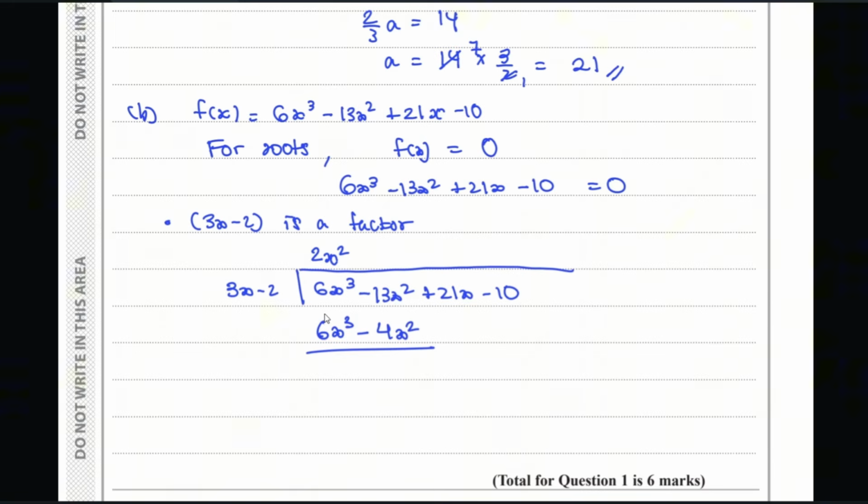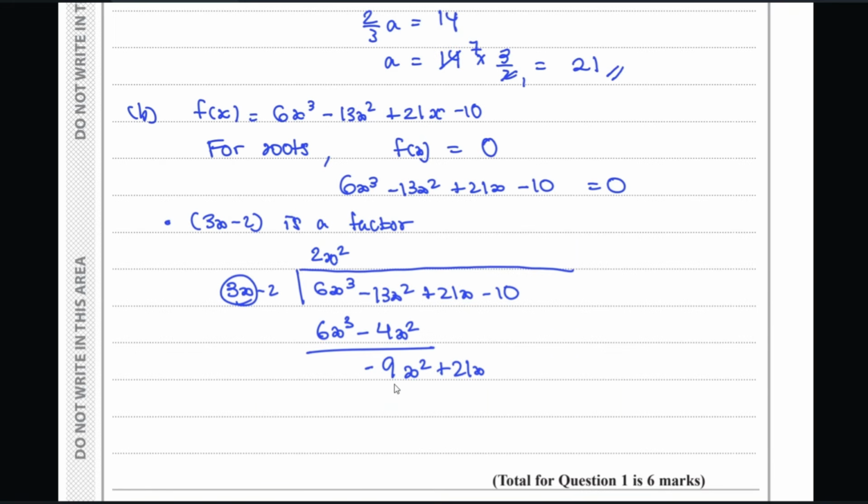When we subtract, 6x cubed cancels, but for minus 13x squared, there's a minus sign in front. Minus minus becomes plus. So minus 13x squared plus 4x squared would be minus 9x squared. And we will drag plus 21x down. So plus 21x.